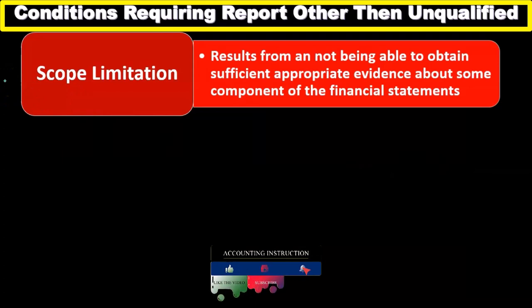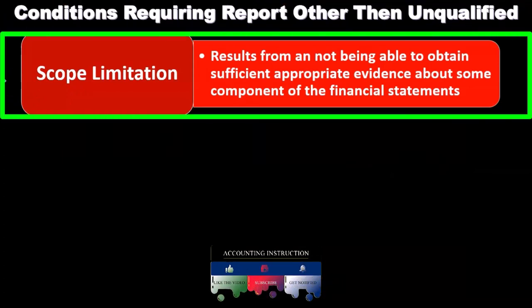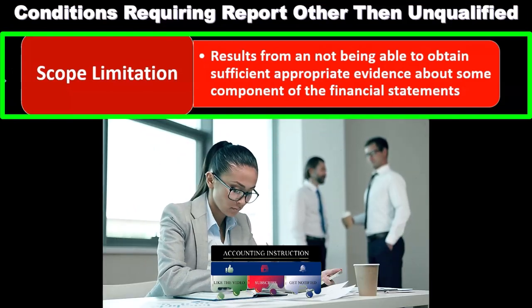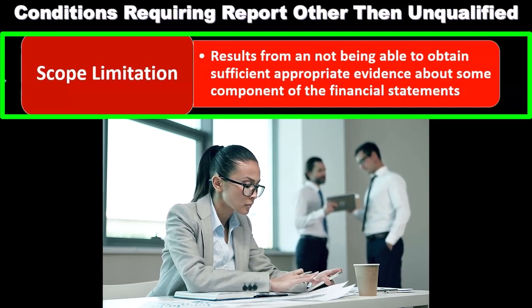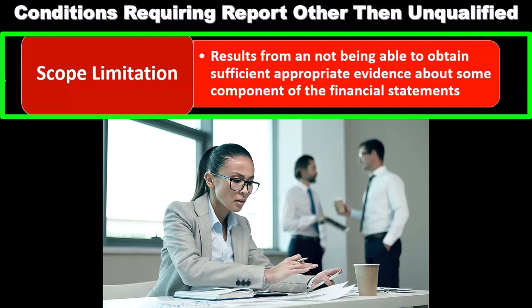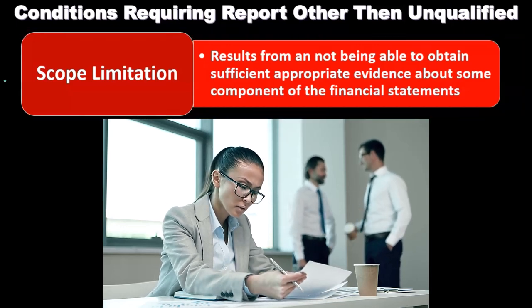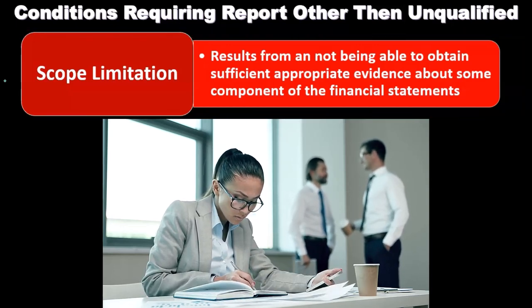Conditions required for a report other than unqualified. So a scope limitation, you'll recall, is one of those types of conditions that may cause us to issue a report other than an unqualified standard report. It results from not being able to obtain sufficient appropriate evidence about some component of the financial statements. So there's a scope limitation. We couldn't get the information on some significant component.